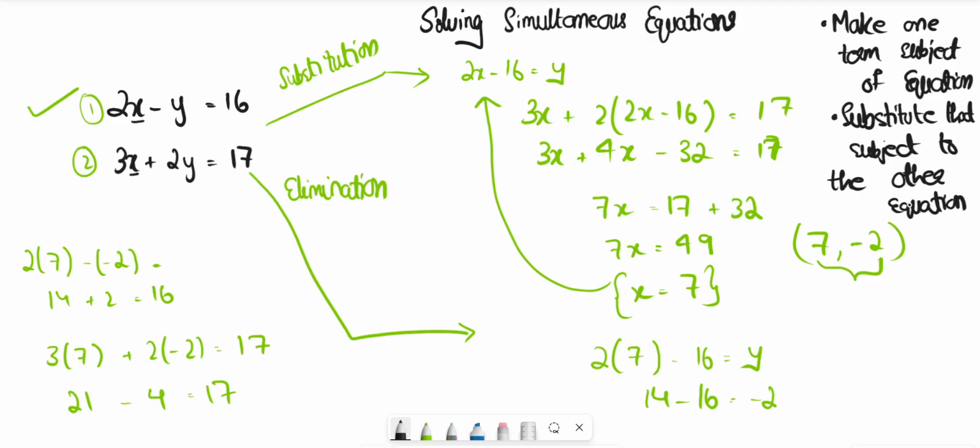Understood? That's great. Write it down so that we can move forward. This is the first method basically. I'll erase this and then we'll try the elimination method.